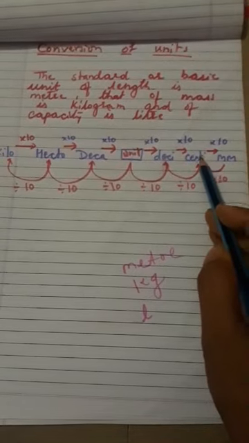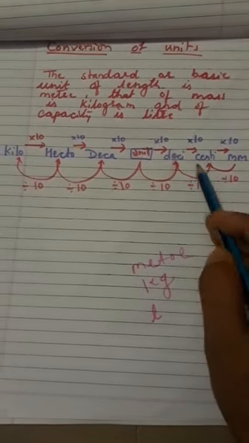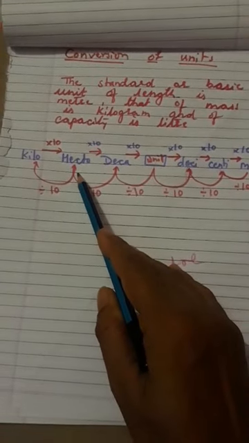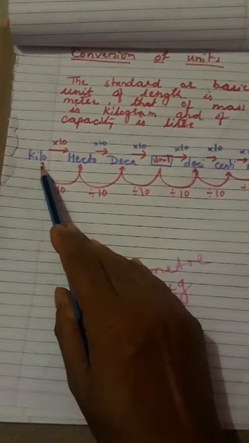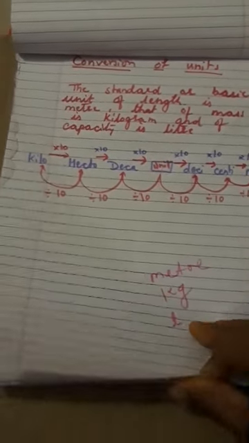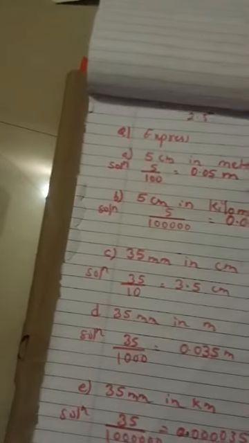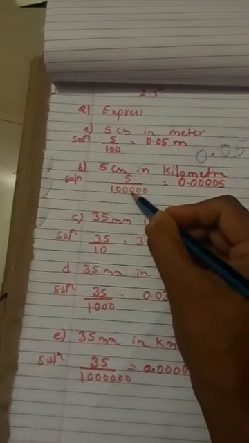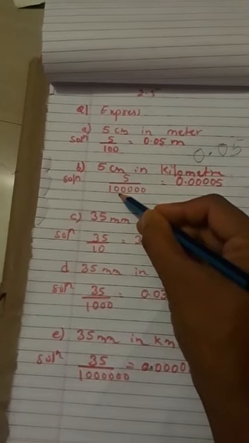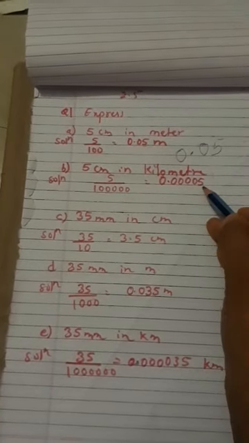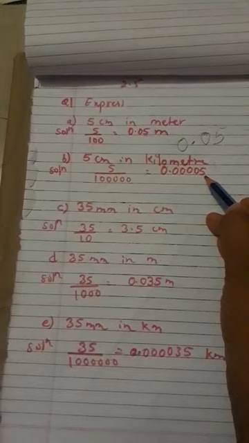Let's go with the chart. From centimeter to kilometer. From centimeter: 1, 2, 3, 4 and 5. So how many jumps have we taken? 5 jumps. So what will come here? 5 zeros. Let's count: 1, 2, 3, 4, 5. How many zeros are there? 5 zeros. Now 1 divided by 5, and after 5 digits you have to put a decimal point.